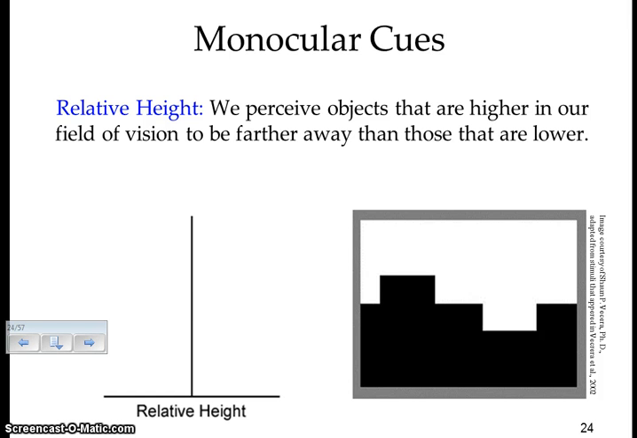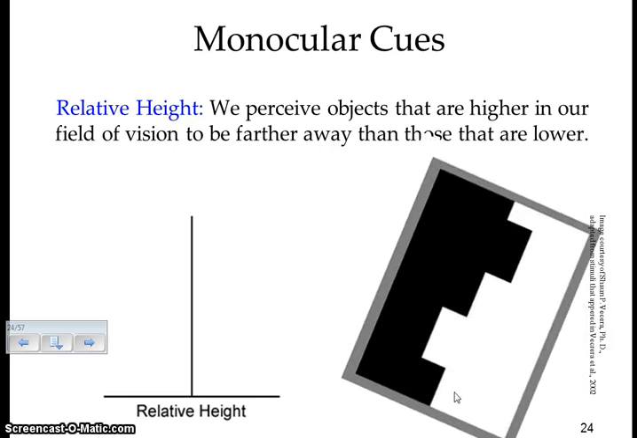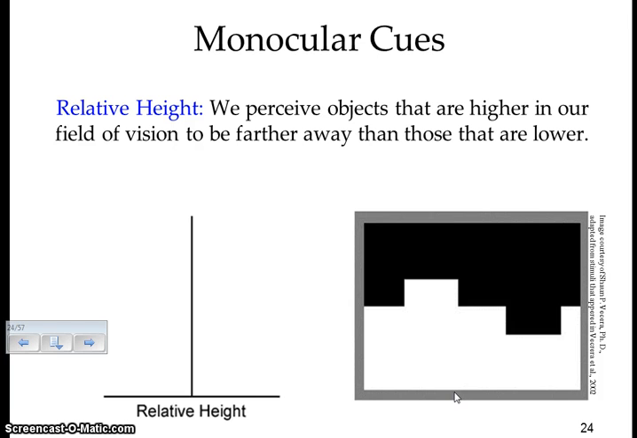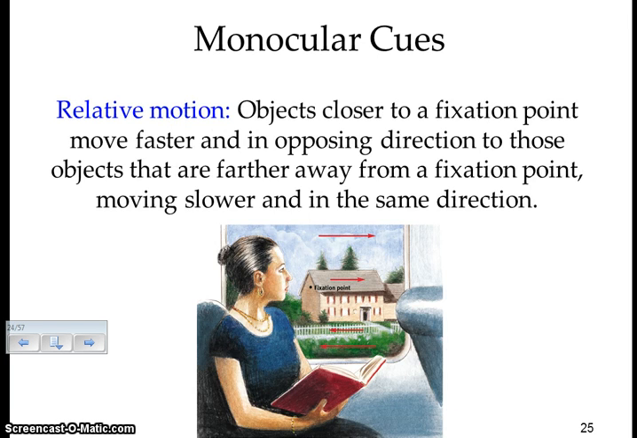Relative height. We perceive objects that are higher in our field of vision to be farther away than those that are lower. So when we look at relative height, we look at this. We look at something being farther away if it's higher, and something closer to us if it's lower. Change the image. Okay, it looks different to you.